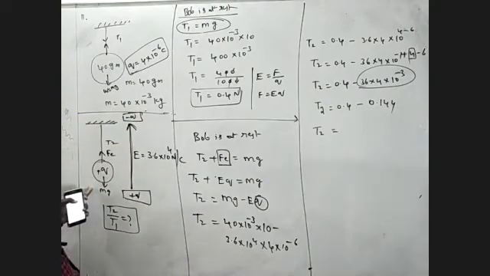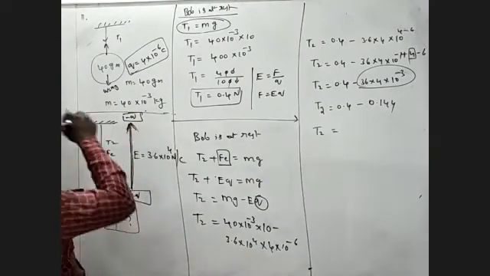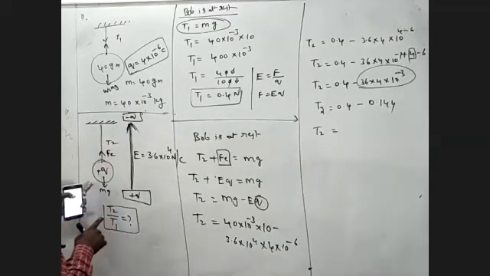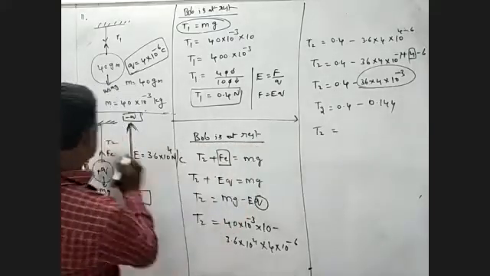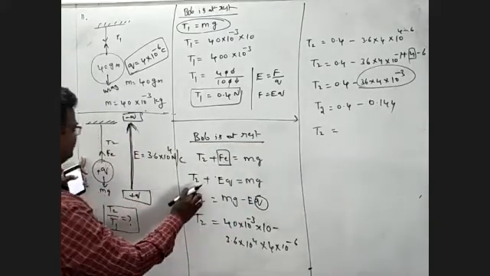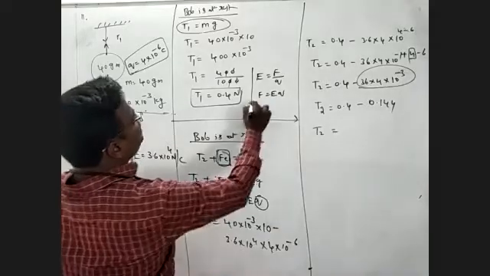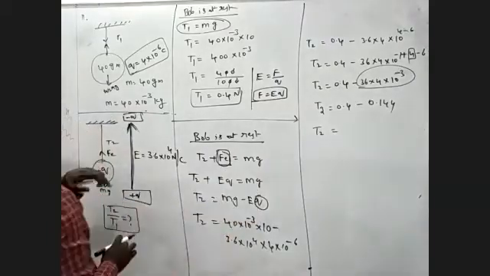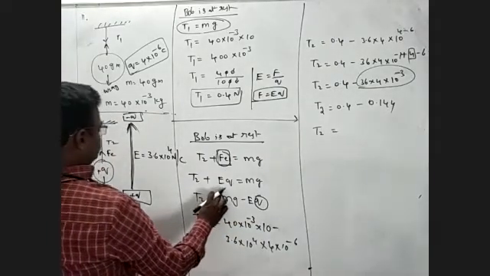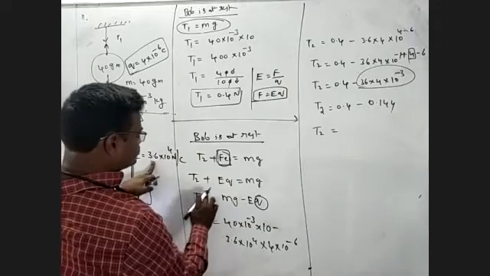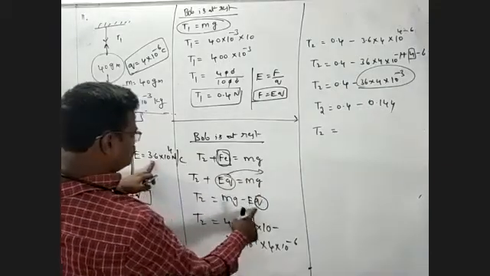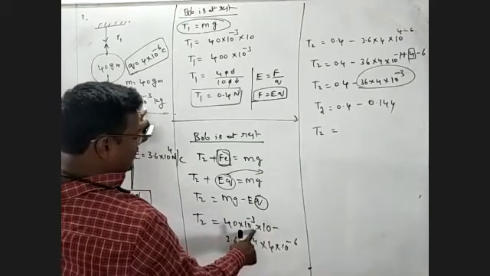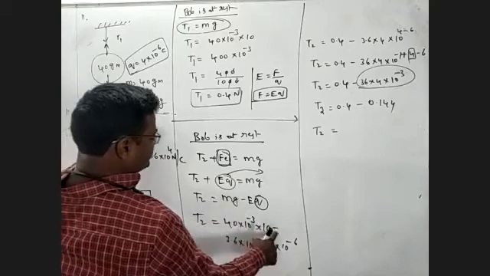Now this positive charge repels the other positive charge, so the force acts in the upward direction, and the bob is at rest. So T2 plus F is equal to mg. We have to find T2, and F is equal to EQ. So T2 is equal to mg minus EQ, where m is 40 into 10 to the power of minus 3 and g is 10.